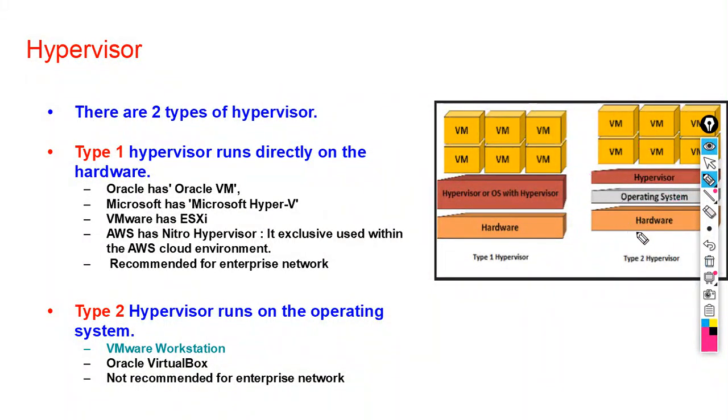So guys, it is very slow. The first point about type 2 is it is very slow because there is a mediator between the hypervisor and the hardware, and it is not secure either. It is used only for testing purposes. We don't use type 2 in enterprise networks. I use it for taking my virtualization and Windows Server classes, but it is not recommended at all in your enterprise network. So ignore type 2. Type 1 runs directly on the hardware, and it is very fast and very secure.